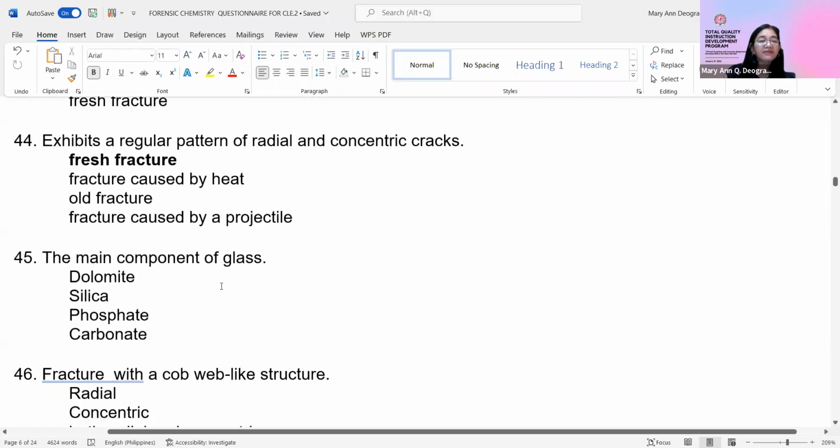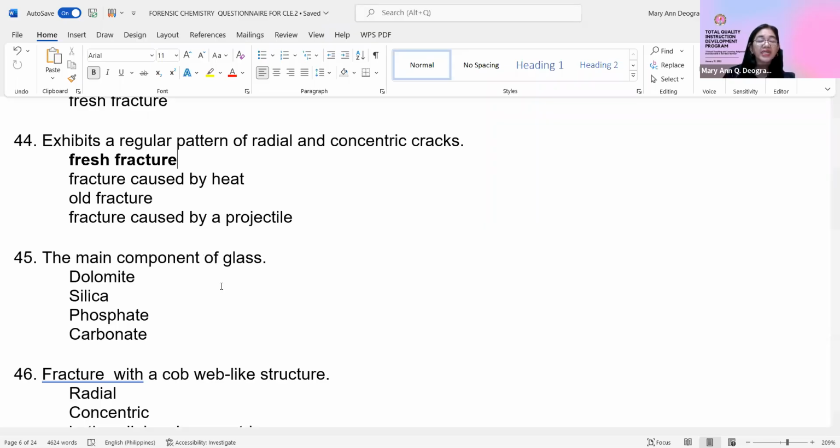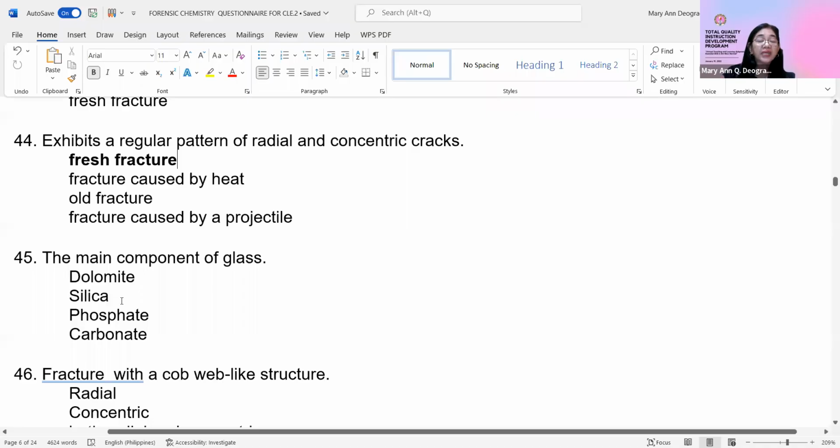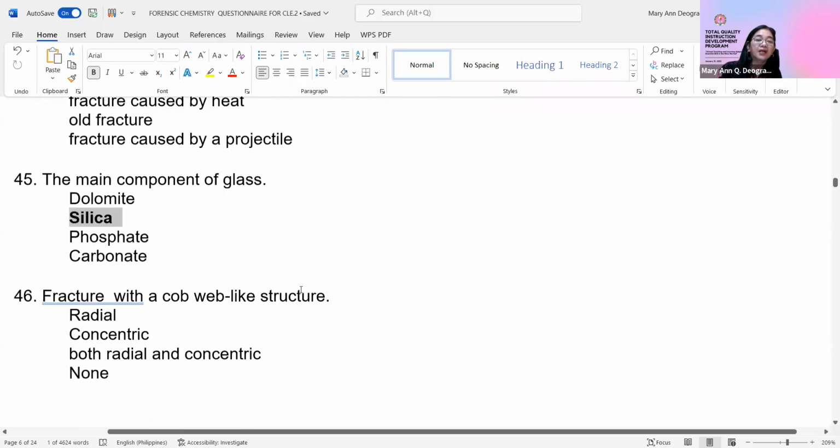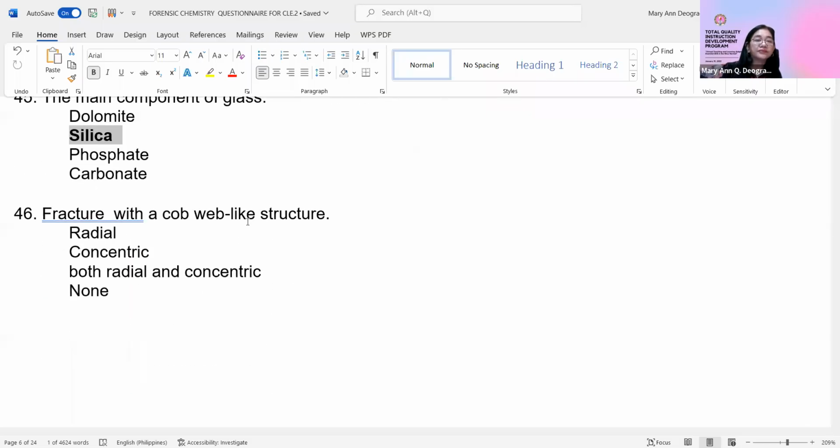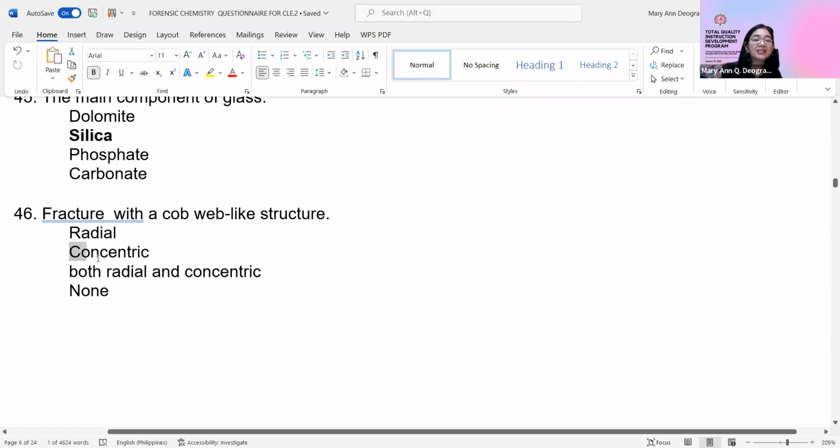Alright, number 45. Which of the following is the main component of glass? Is it dolomite, phosphate, carbonate, silica? Letter B, it's silica. Silicate, silicon dioxide. The common name is silica, but the chemical name is silicon dioxide. Okay, cobweb-like structure. So, it's the concentric cracks.